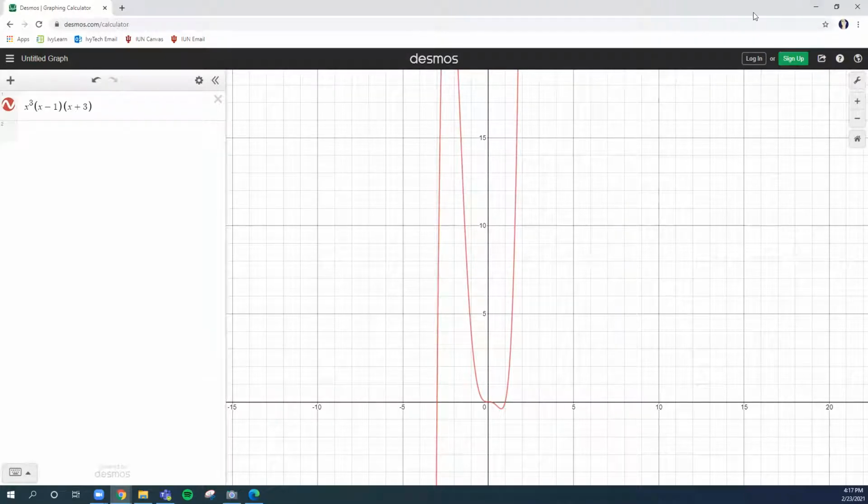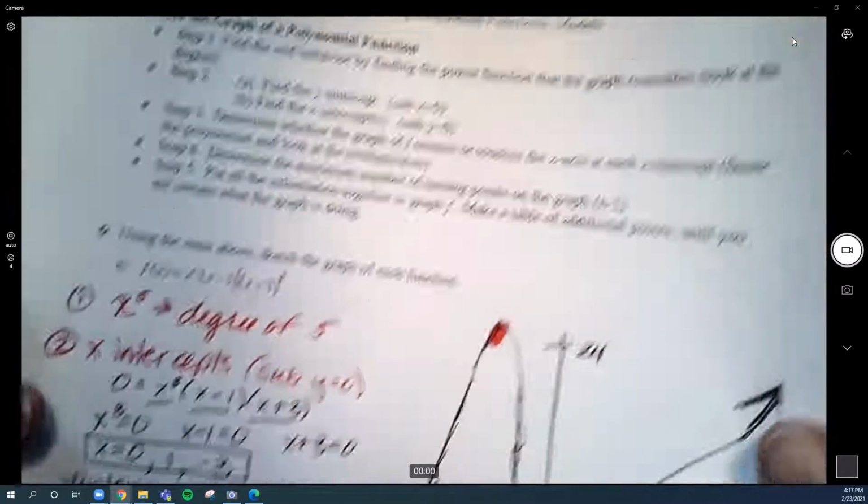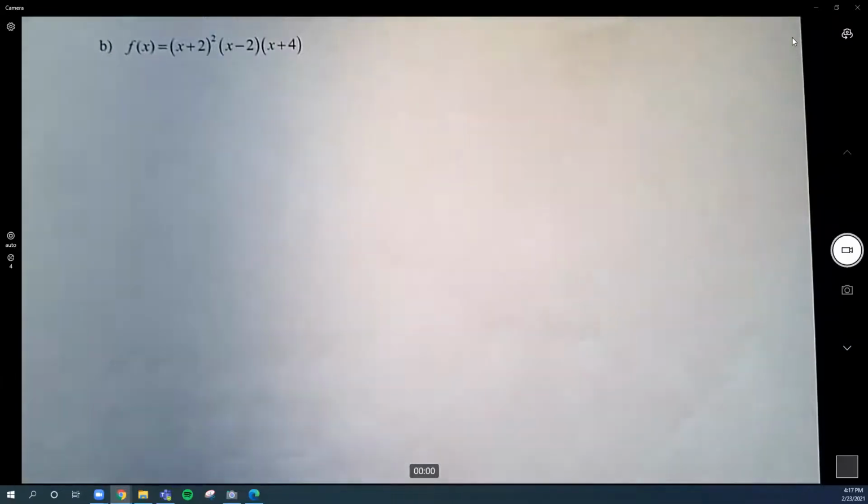Okay, let's try another one. On the next page, I have 2 more examples. Here I've got another polynomial. We're going to follow the exact same steps that we had on the first page. Remember, the first step says to find the end behavior. So let's first look for what the end behavior would be.